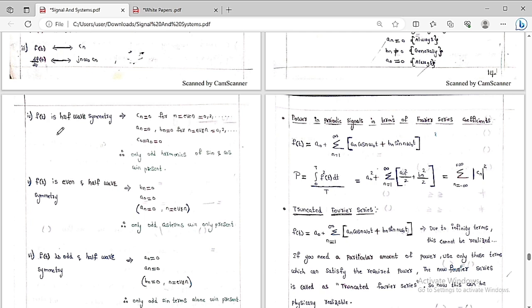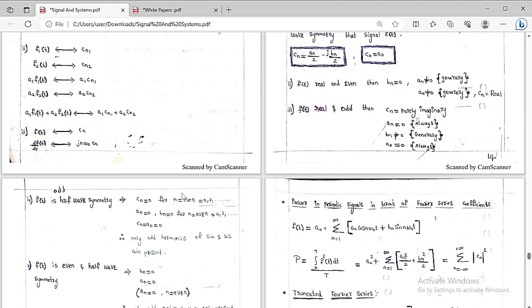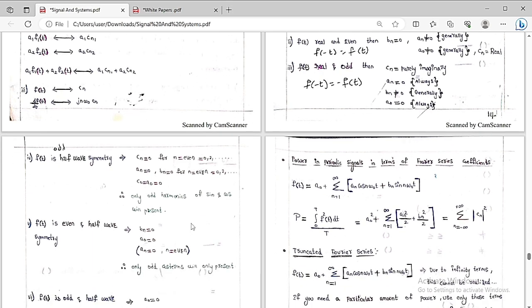Suppose f of t has odd half-wave symmetry. Here I have to write odd half-wave symmetry. I have already told you, an even signal means f of minus t is equal to f of t. An odd signal means f of minus t is equal to minus of f of t. Odd half-wave symmetry means f of t is equal to minus of f of t plus or minus T by 2, where T is the period. This follows odd half-wave symmetry.